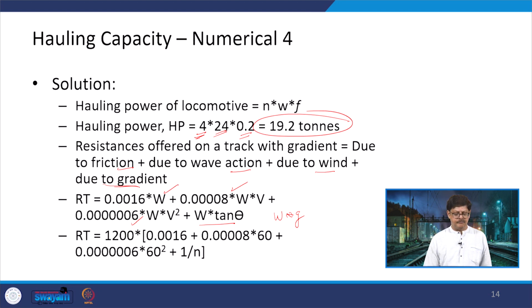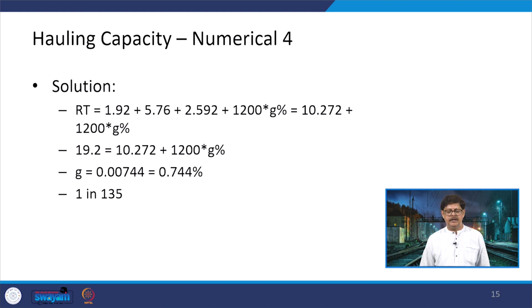If we add them and we put the values, W is 1200 being given to us, and the speed is being given as 60 kilometers per hour, but we have to identify this value of 1 in n, that is G. So, when we go with this particular equation and we equate it finally with the hauling capacity, the resistance comes out to be 10.272 plus 1200 into G %.